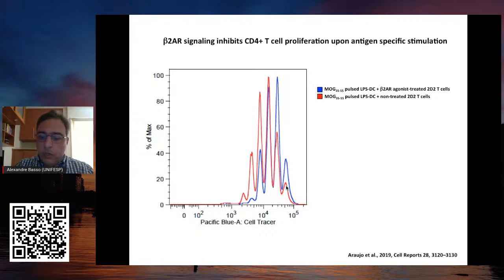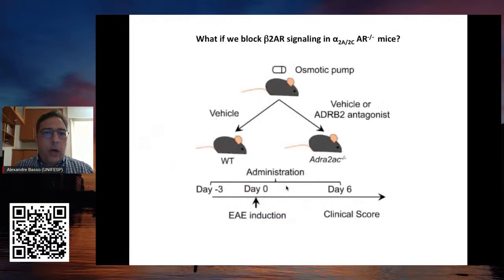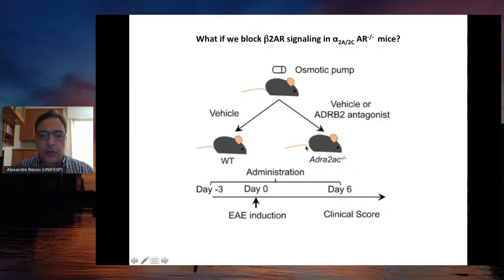And so if that is the case, what if we block beta-2AR signaling in the animals with the hyperactive sympathetic nervous system? Is this enough to recover the EAE phenotype? So we set up this experiment here in which we had wild type animals, and once again the alpha-2A, alpha-2C deficient animals, in which we implanted osmotic pumps delivering either vehicle or an antagonist of the beta-2 adrenergic receptor.